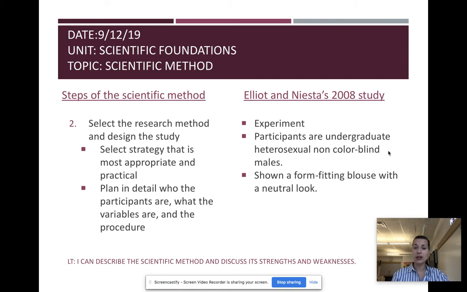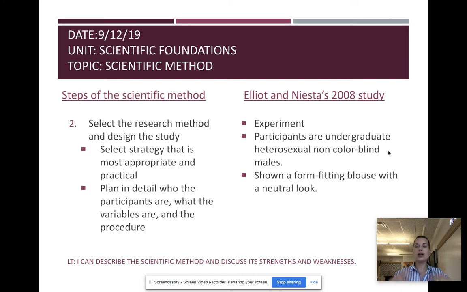So in this study that we're looking at, they chose to do an experiment for their research method. So that means it took place in a lab and it was very tightly controlled. The people who participated in this study are undergraduate, so that means college age, heterosexual, straight, not colorblind males. If they're colorblind, they might not be able to tell the difference between red and green. So we can't use that data because our hypothesis is specifically about red clothing. So we need to make sure they can actually see the color red, right?